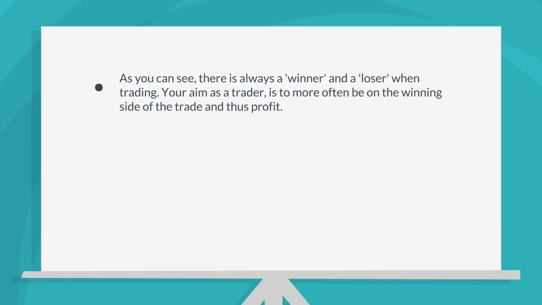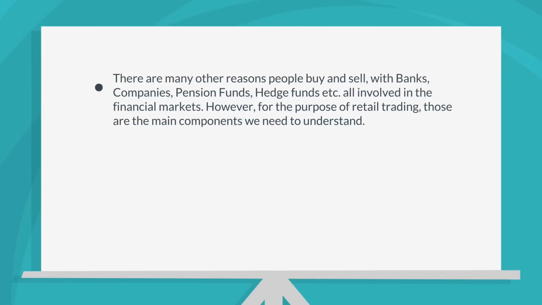As you can see, there is always a winner and a loser when trading. Your aim as a trader is to more often be on the winning side of the trade and thus profit. There are many other reasons why people buy and sell, with banks, companies, pension funds, hedge funds, etc., all involved in the financial markets. However, for the purpose of retail trading, those are the main components we need to understand.